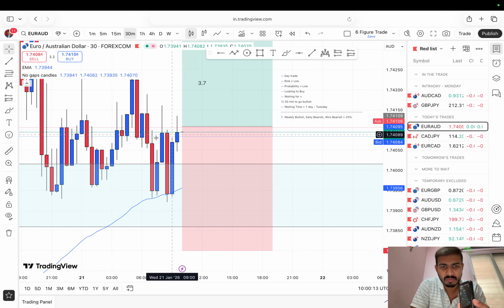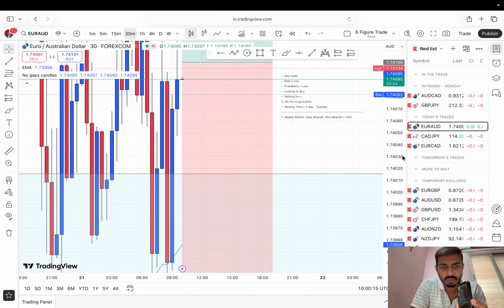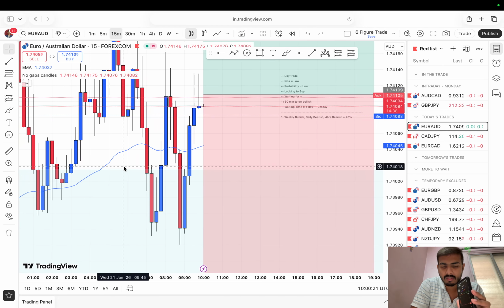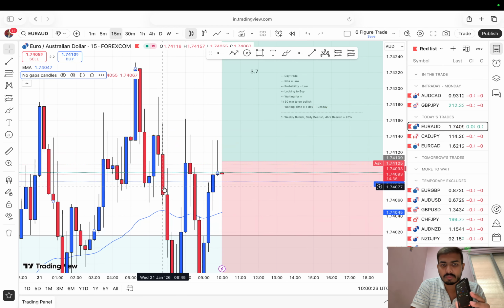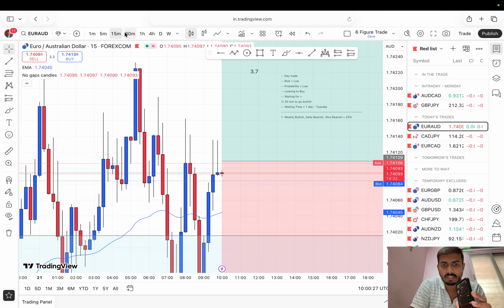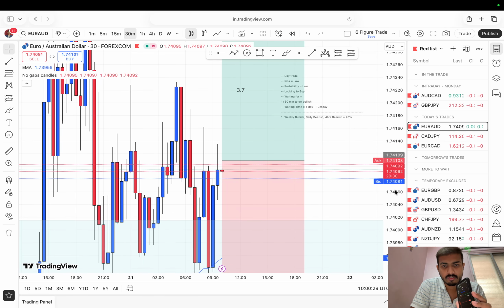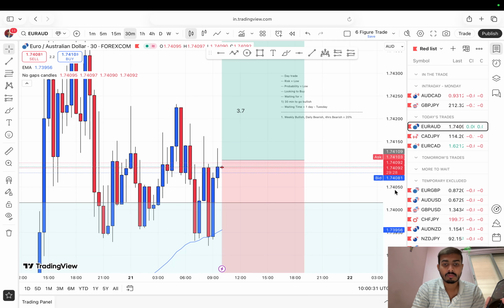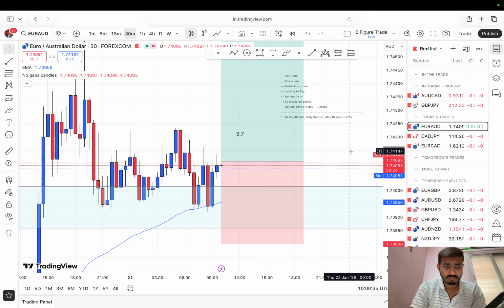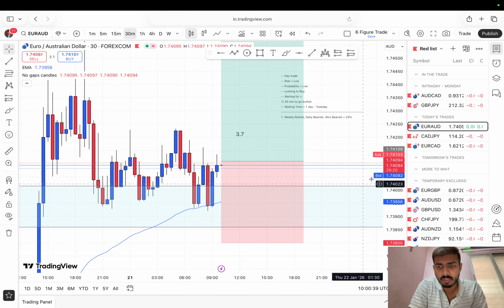Candlestick close above this candle. Yeah, that's true. We did close above this candle, but I still want 15 minutes to close above this candle. Once that happens, then we can take the trade. So we're going to have to... then we can take the trade after 30 minutes or 15.